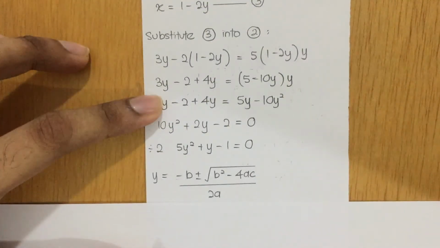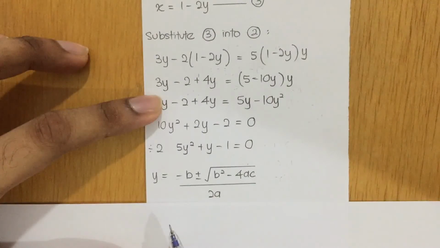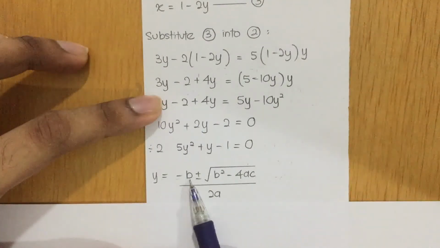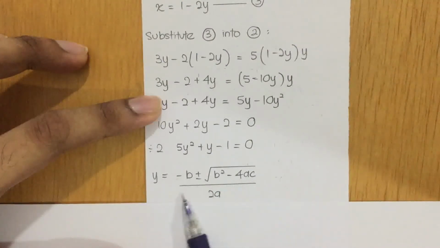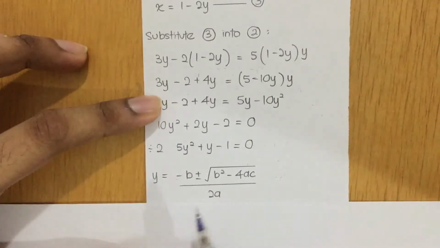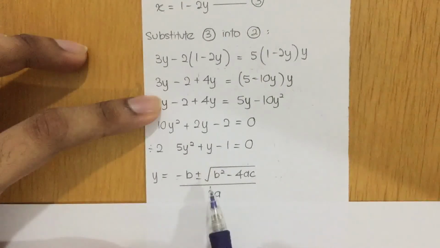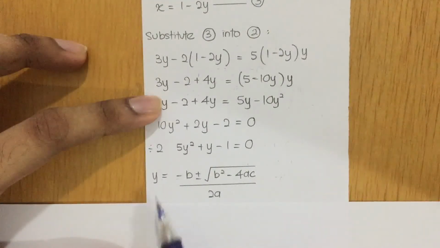So to find y, what you do, you use the quadratic formula. So what is the quadratic formula? Negative b plus minus square root of b squared minus 4ac, divided by 2a. So you substitute the respective coefficients into this formula, so as to find our y value.